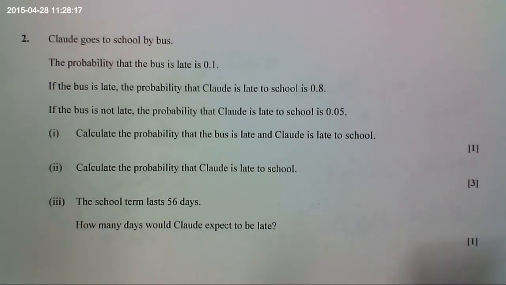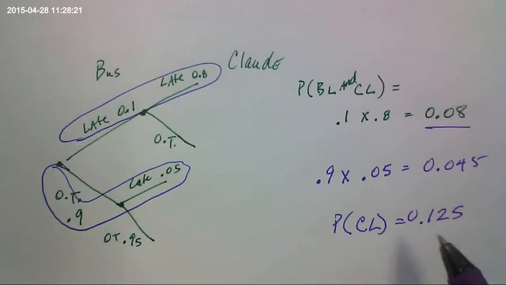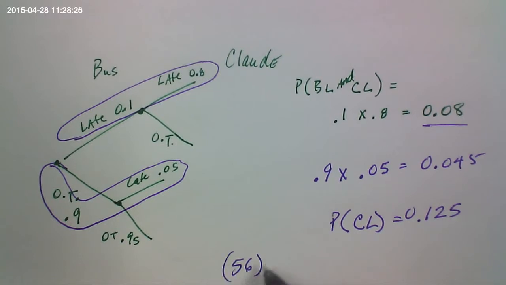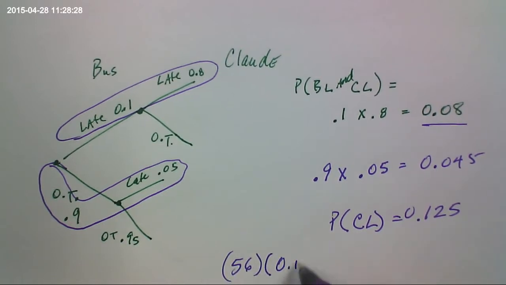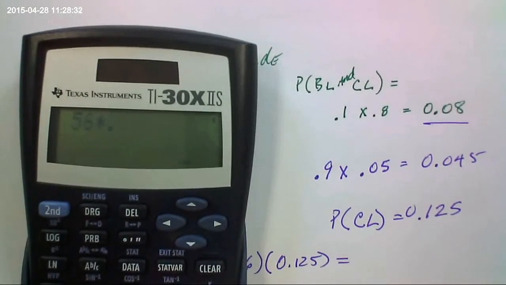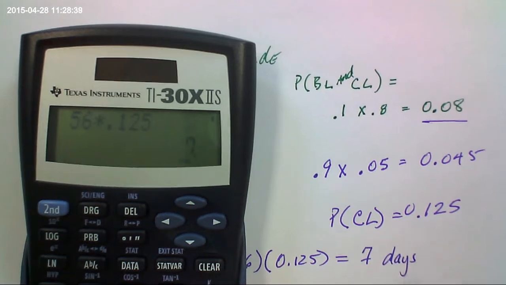Okay? Last part of the question says that the school term is 56 days, so there's 56 days in the quarter or whatever. How many days would you expect him to be late? So this is the probability he's late one day. There are 56 days. So you multiply that together. 7. You would expect him to be late in 7 days.